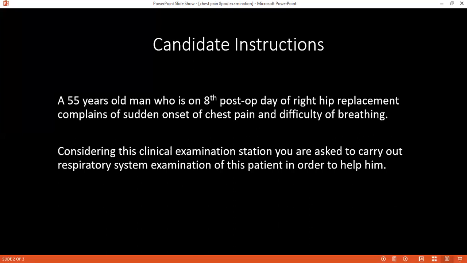Now, consider if you have missed anything. In breathing, you've done the chest wall movement. Did you do percussion and auscultation? No, I forgot percussion. And then circulation. In circulation, yes, ma'am.